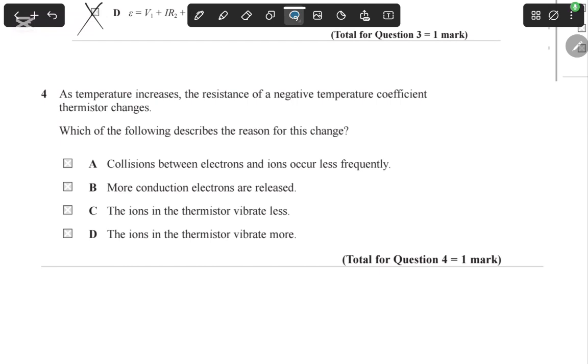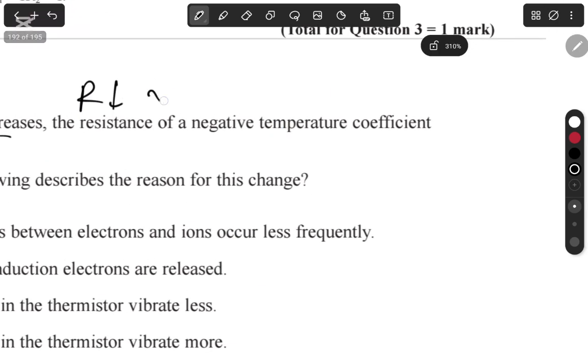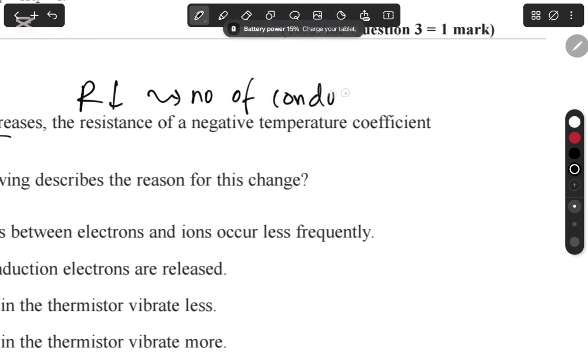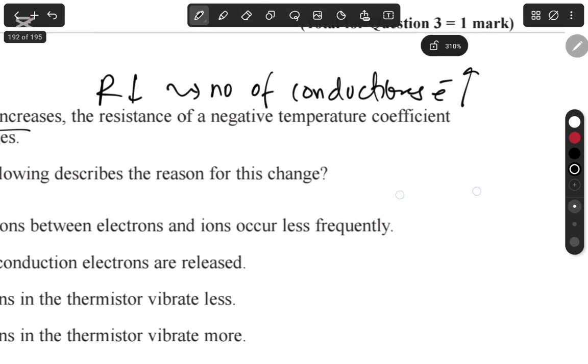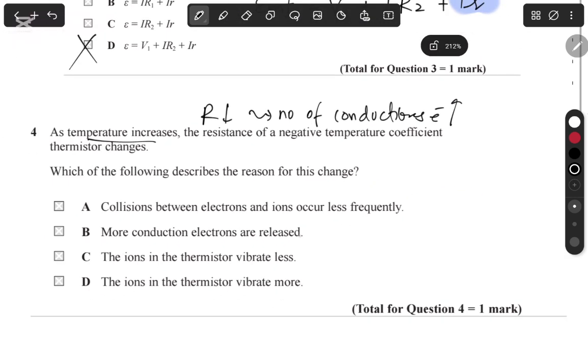Then we have the next question. It says, as temperature increases, the resistance of the negative temperature coefficient thermistor changes. We know that as the temperature increases, the resistance is going to decrease. And the main reason for this is that the number of conduction electrons are increasing, more of them are there. And the option that matches this is B. So the answer is B.